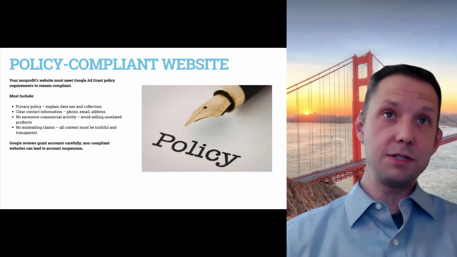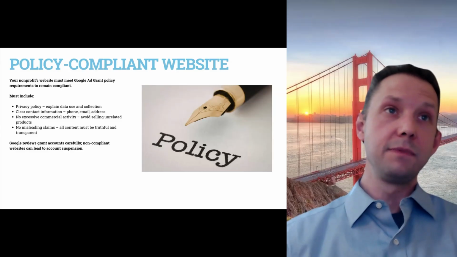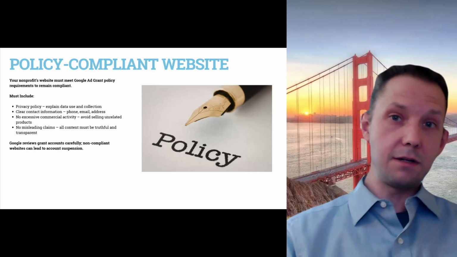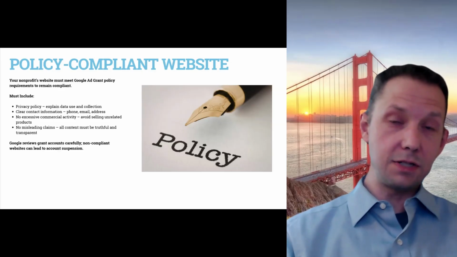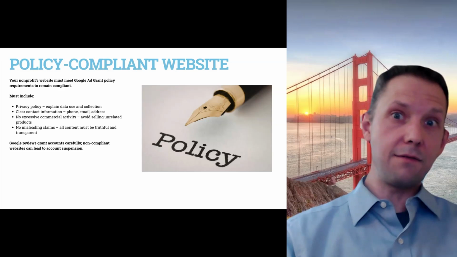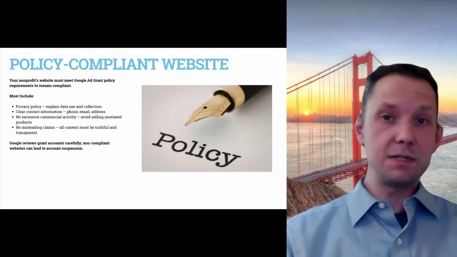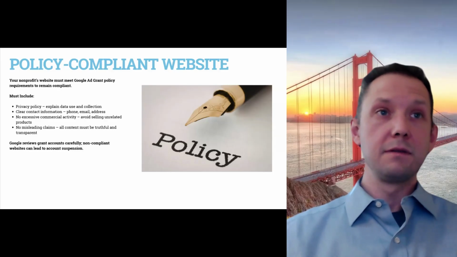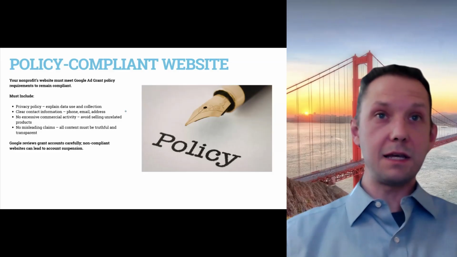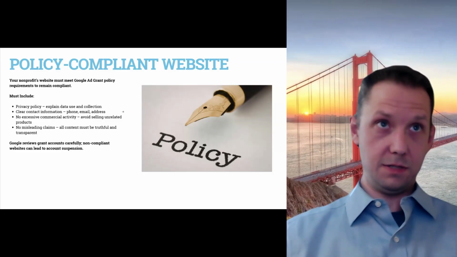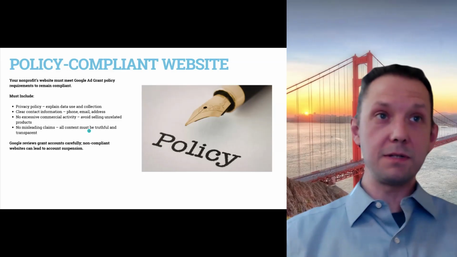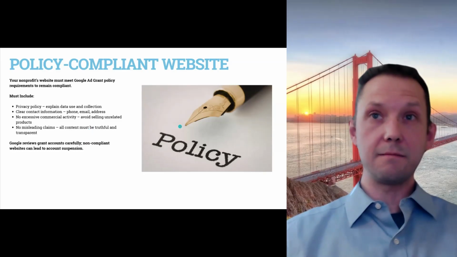Clear contact information so they know who you are, and it helps them validate who you are. And everything on there has to be related to getting volunteers, growing your organization, and having a positive impact. And you can't have misleading claims. Simply be honest, be transparent, and you'll be okay. Google reviews grant accounts carefully, and so if you don't meet this, non-compliant websites can lead to account suspension.